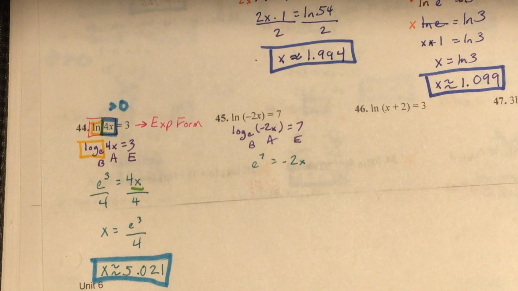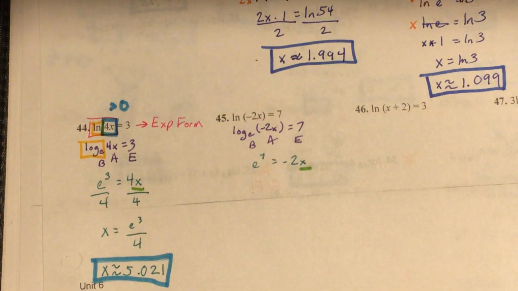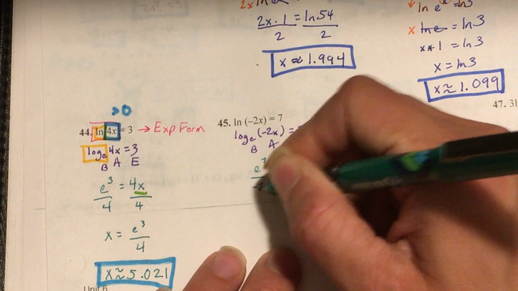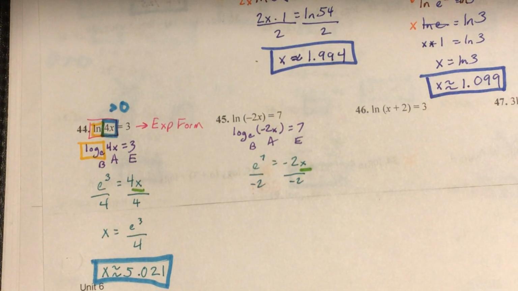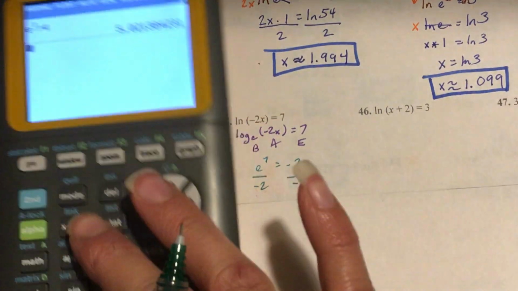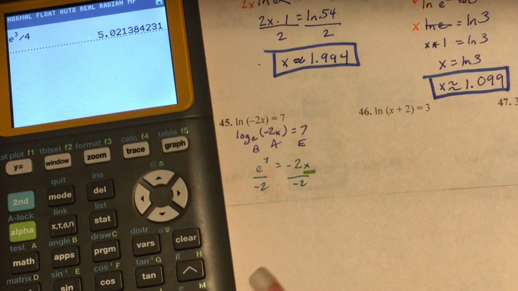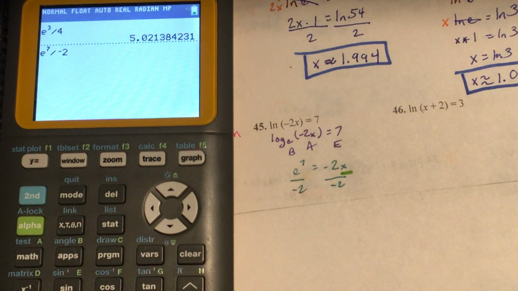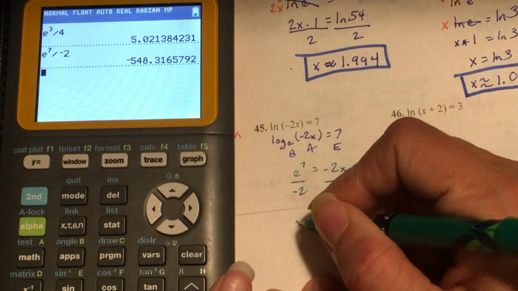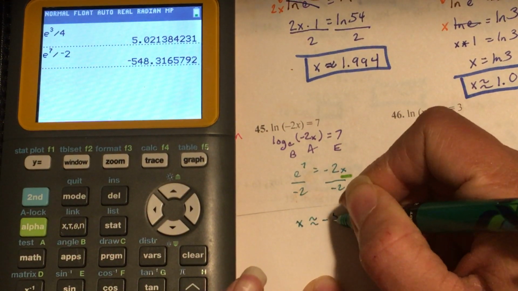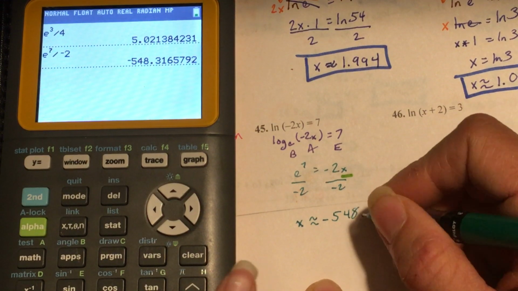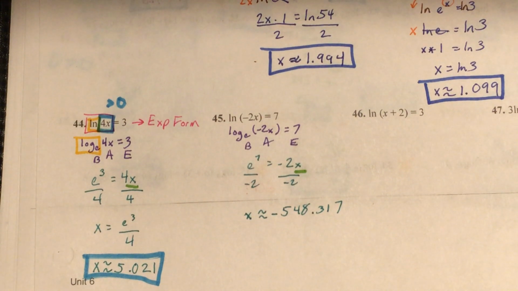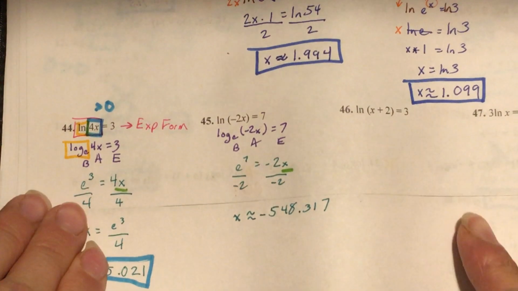And again, it's in exponential form, but our variable is at ground level, so to solve for it, we're going to go ahead and divide by negative 2. And again, typing that in on our calculator, we get second natural log to get that base e to the 7th, and then divided by negative 2. And ew, we get negative 548.317.